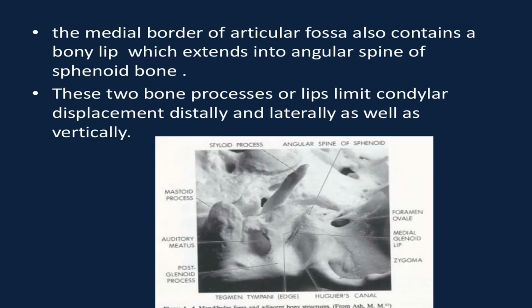The medial border of the articular fossa also contains a bony lip which extends into the angular spine of the sphenoid bone. These two bone processes or lips limit condylar displacement distally and laterally as well as vertically.